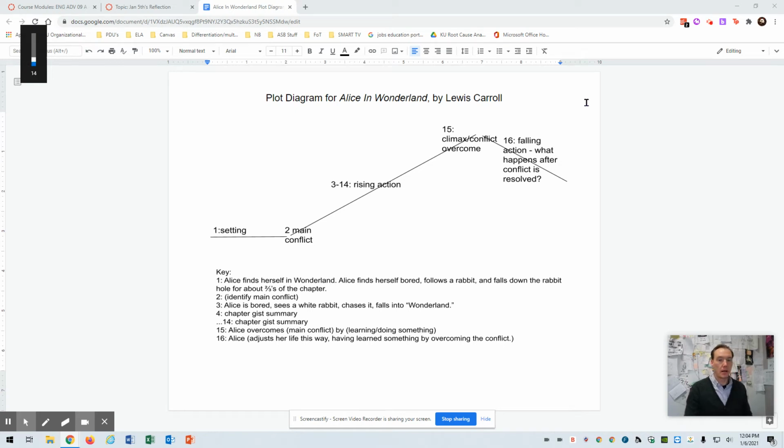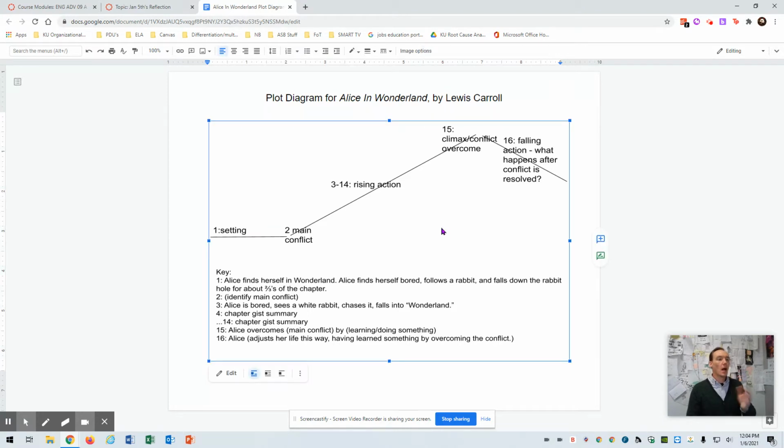Hey everybody, here is the plot diagram tutorial video. I think that this one is easier than the other two. I think it's much more straightforward. But here we go. I've already included some modeling for you.